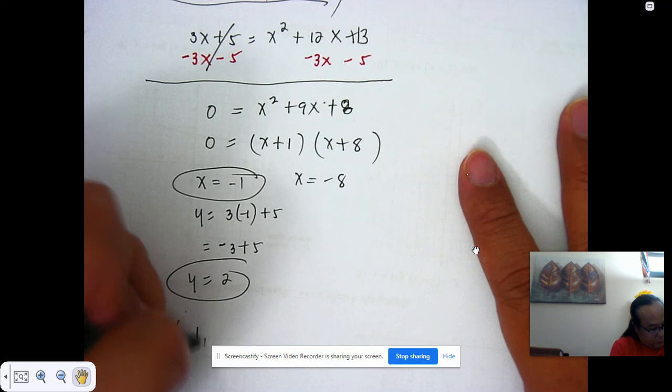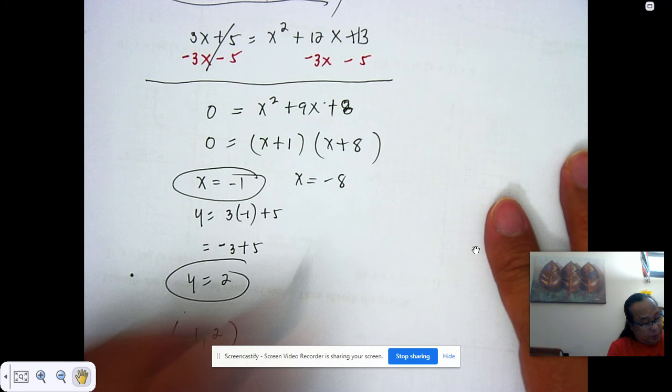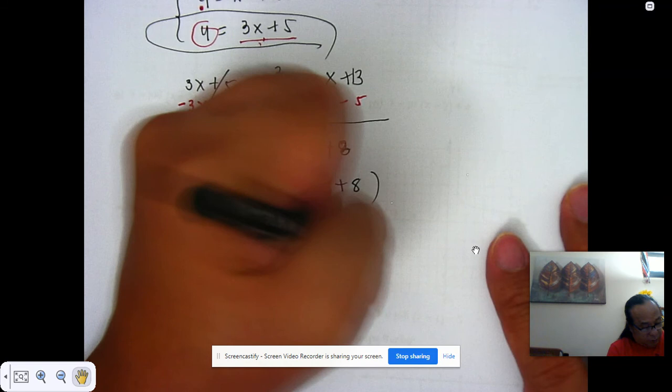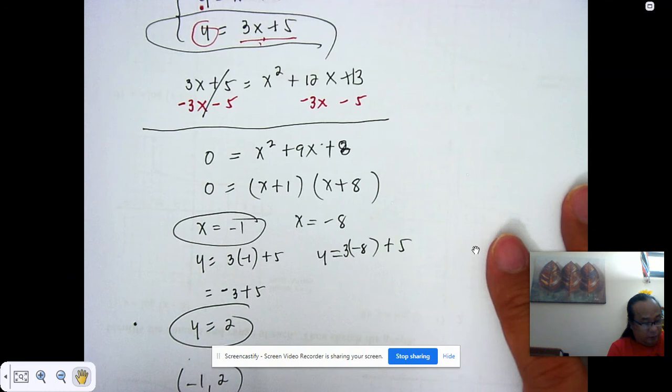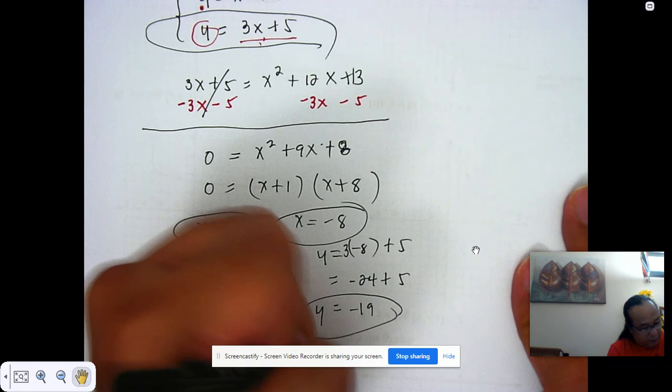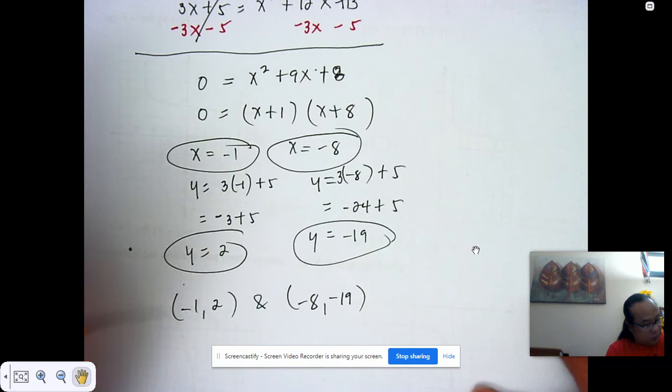Okay? And then the other one would be substitute this one, negative 8, to the equation y equals 3x plus 5. Okay? So it's just going to be y equals 3 times negative 8, okay, plus 5. And that's going to give me negative 24 plus 5, and that gives me y equals negative 19. So this one and this one, which means the other one is negative 8 and negative 19, okay? So there are your two answers, okay?